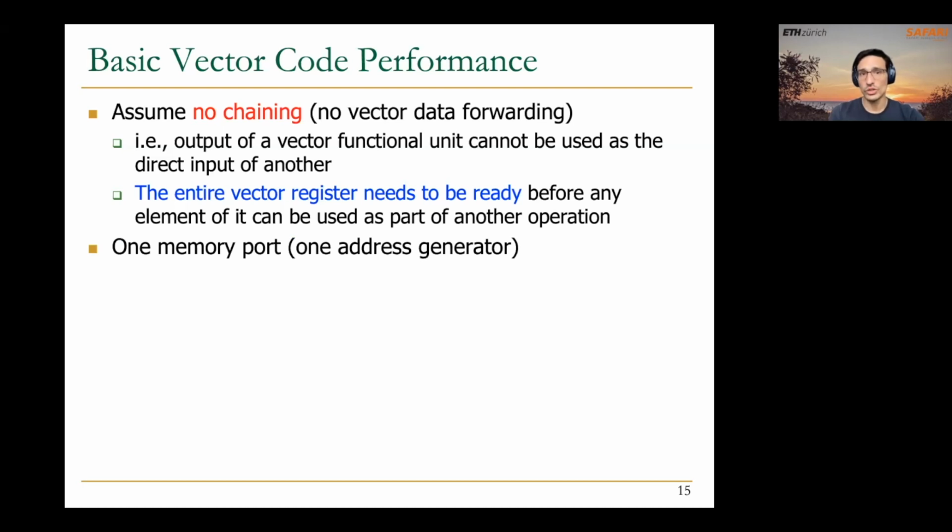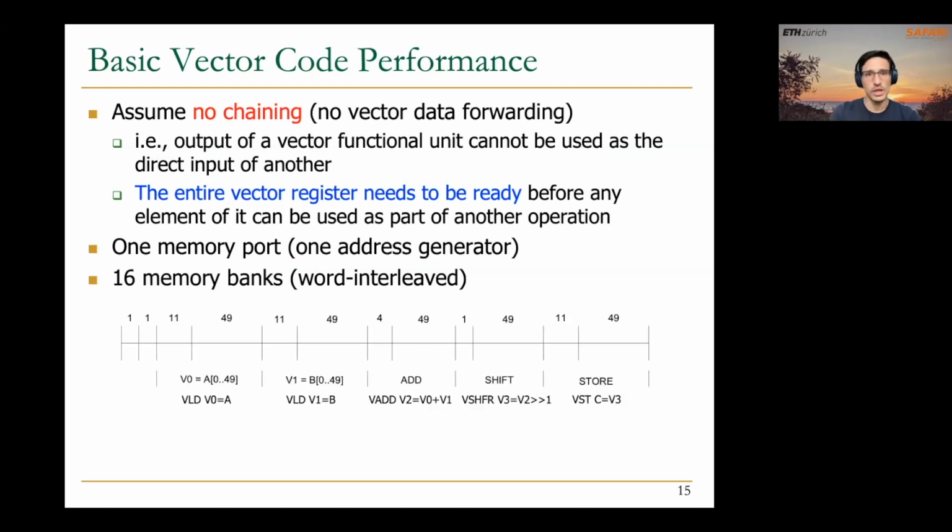And for now, we also assume that there is only one memory port, one address generator. What that means is that we have to wait one cycle to generate the next address to access from memory. And we assume that our memory is an interleaved memory with 16 memory banks. Because it has 16 memory banks, it's possible to hide the 11 cycles that is a typical latency of access to our memory.